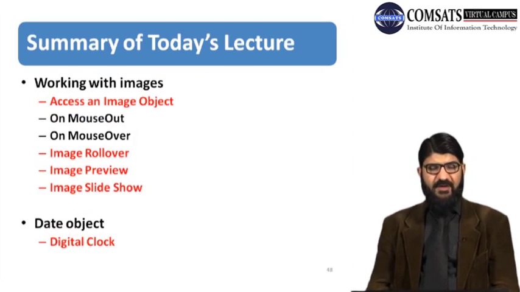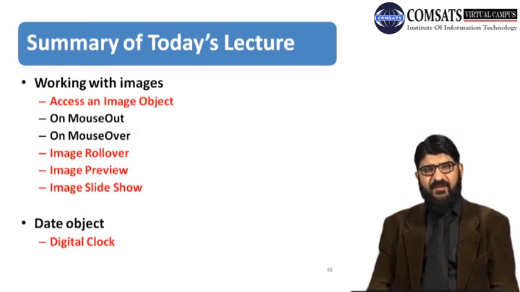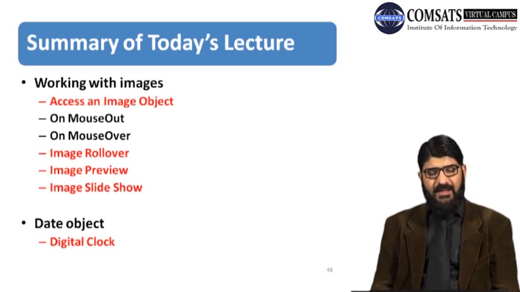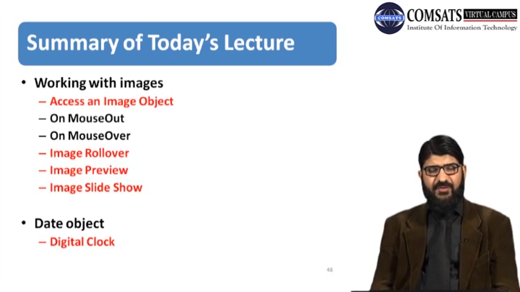So moving onward, we have discussed working with different sorts of images. We have discussed how an image object is created, how to access an image object, and how to do the image movement on mouse out and mouse over function. And then we have seen in detail image rollover function. And then how an image can be previewed, we have seen in a detailed example with internal scripting, and we have seen different functions and arrays concept in it.